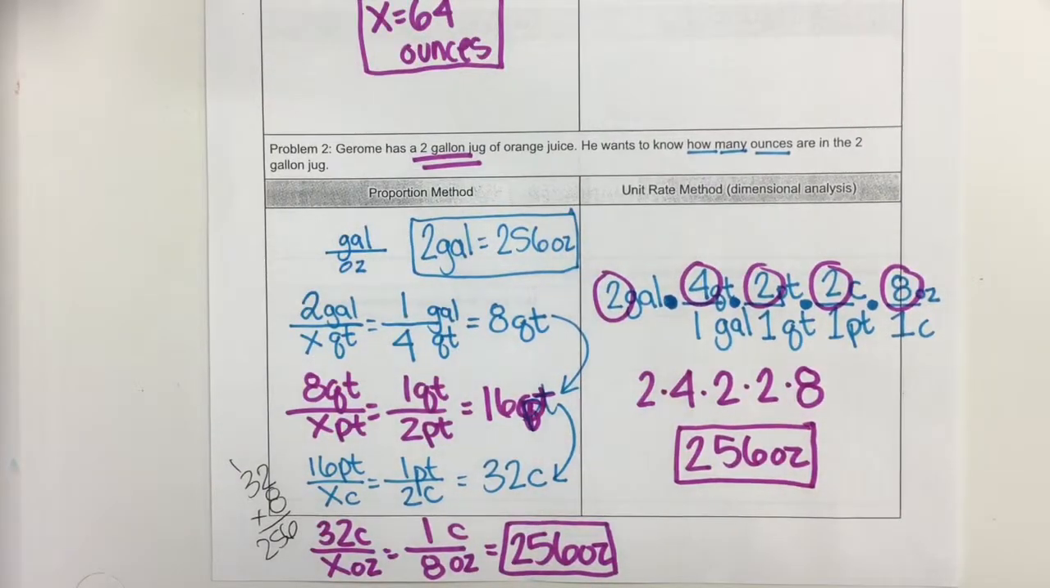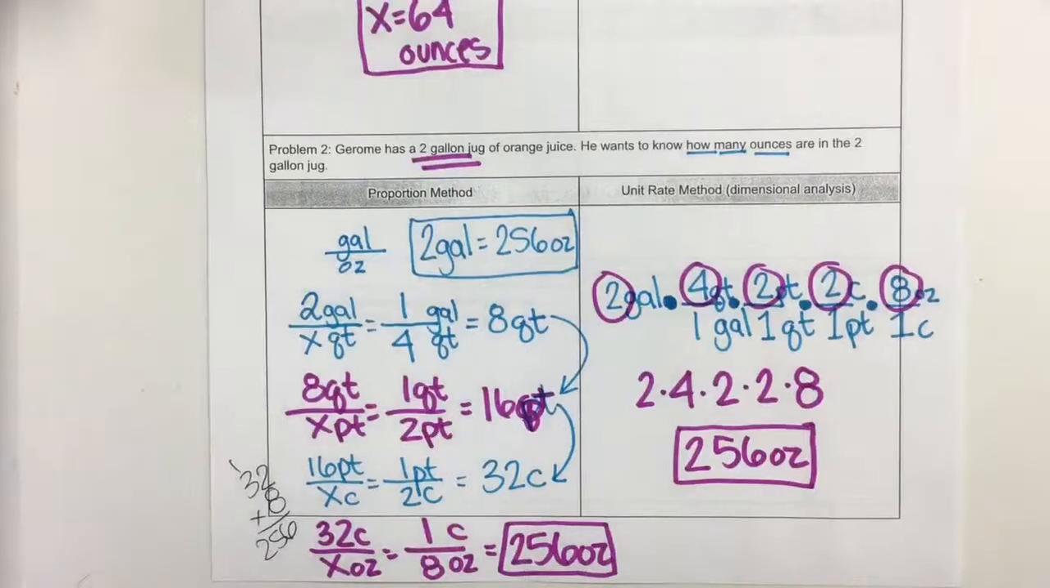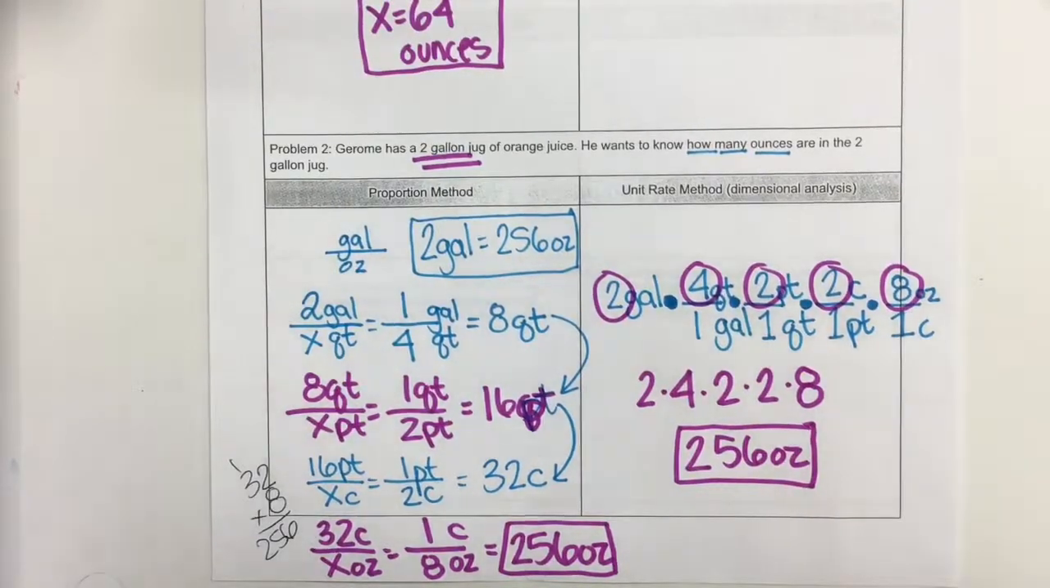All right, go ahead and try the back on your own, taking some time to experience proportional method versus dimensional analysis. You do need to do both methods so that you're comfortable with both, and then you can kind of decide which one you like better.